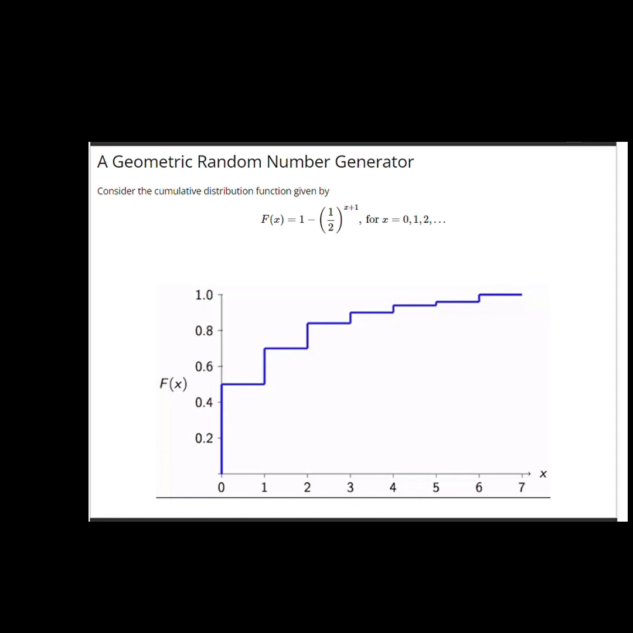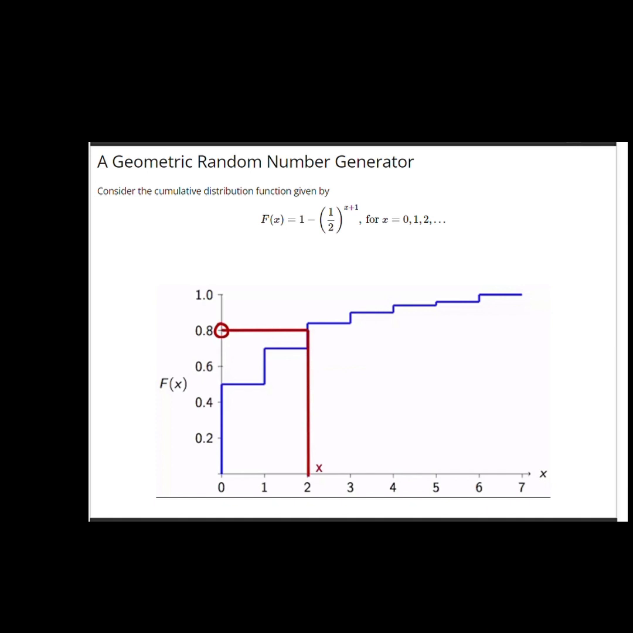How does the inverse transform apply to generating a geometric random variable? Well, as always, we generate a uniform random number between 0 and 1. You can see that on the y-axis of this graph. We run across until we strike the graph, and then we drop to the floor, and that's our generated value of x. The question is, under what circumstances do we produce a given integer little x?